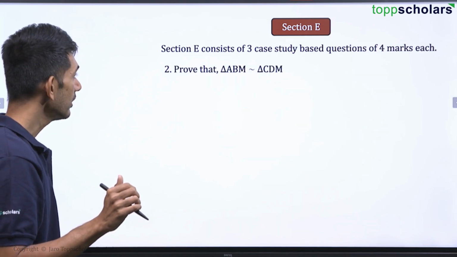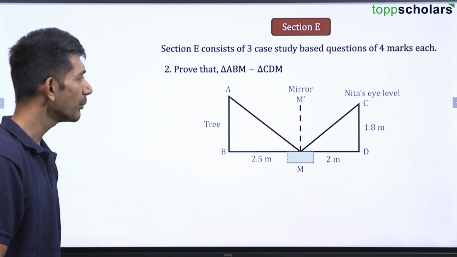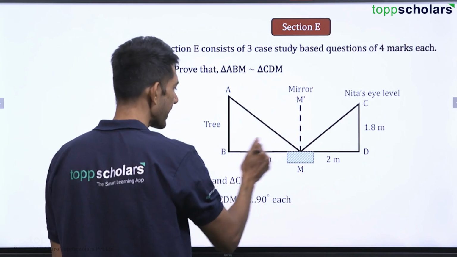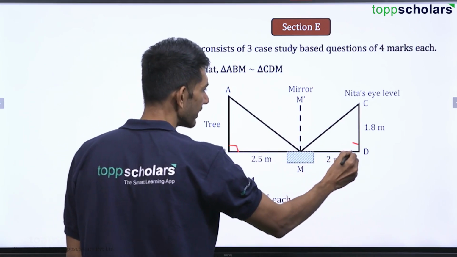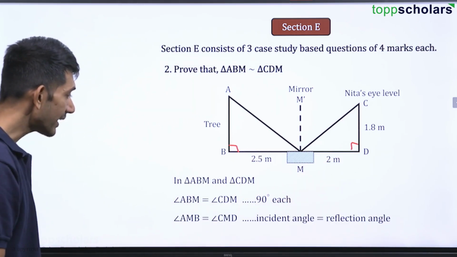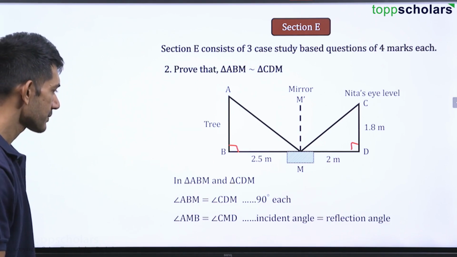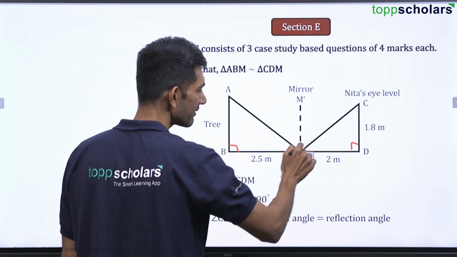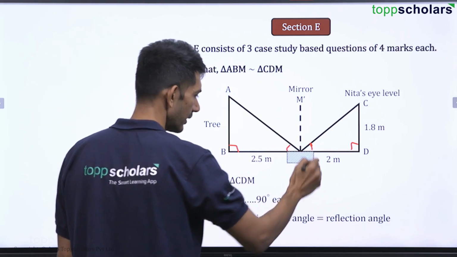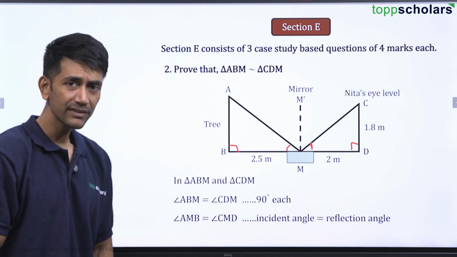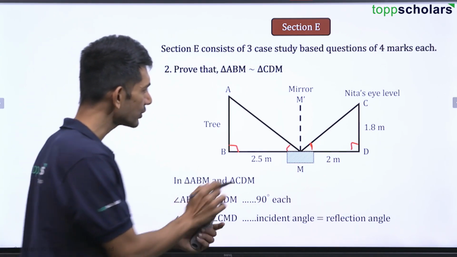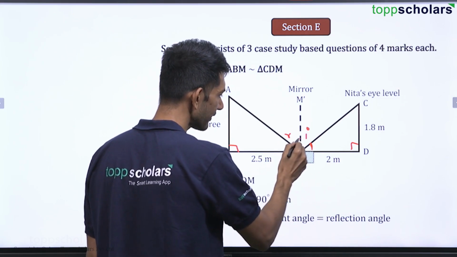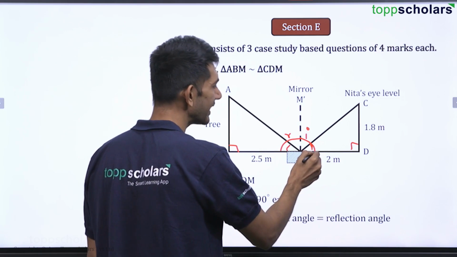Then we are supposed to prove that the two triangles are similar. Now this is interesting. We know that this is a tree, this is some height. So these angles are going to be 90 degrees anyways. Not only that, if you see angle AMB is going to be angle CMD. We know that angle of incidence and angle of reflection are equal. Actually, angle of incidence is over here, angle of reflection is over here, but this is 90, this is 90, correct?